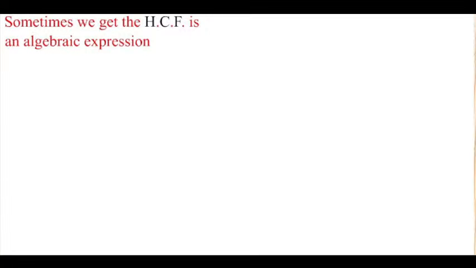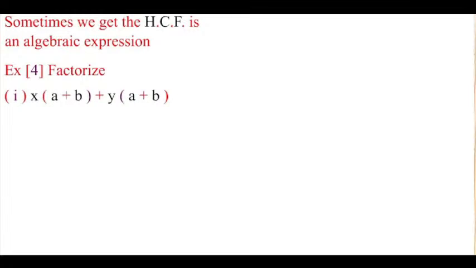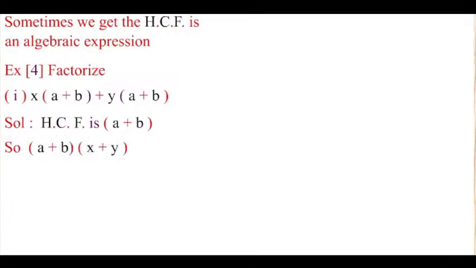Sometimes we get the highest common factor in an algebraic expression. Example 4. Factorize x, open bracket a plus b, plus y, open bracket a plus b. Solution. The highest common factor is a plus b. So we have a plus b times x plus y.